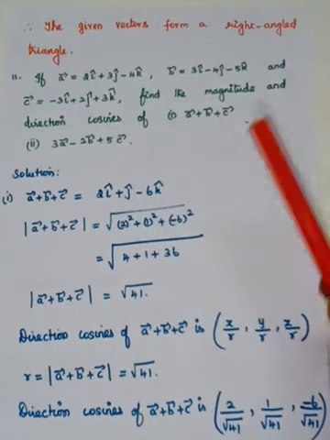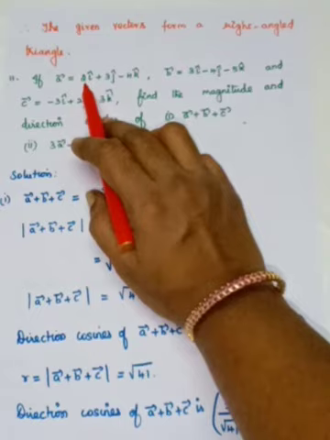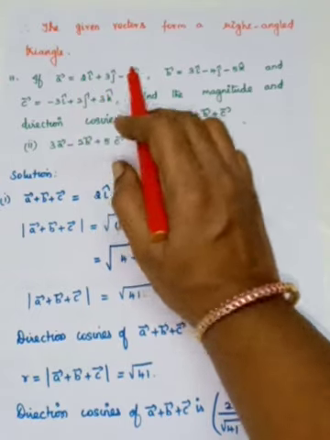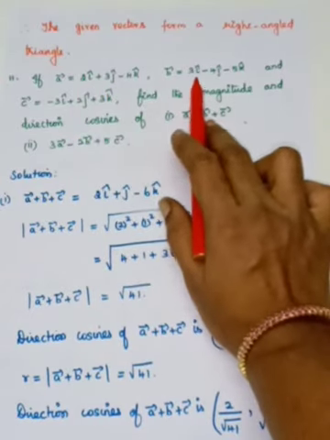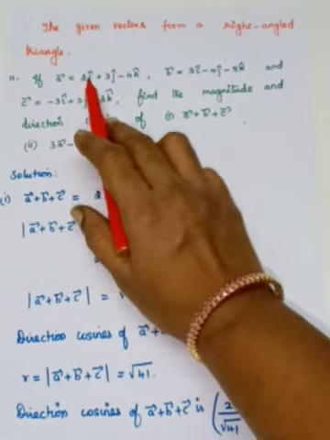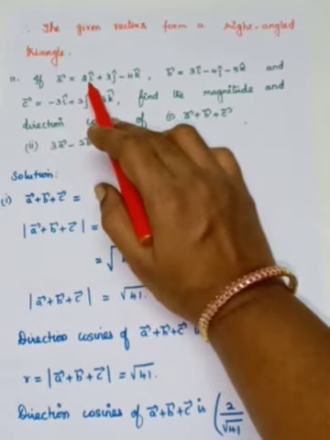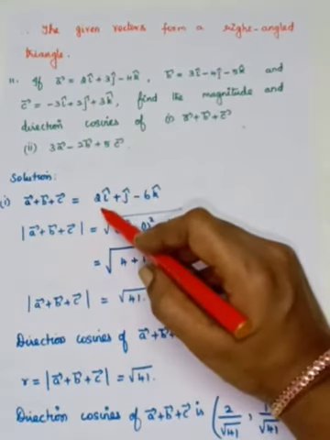Okay, you see that a vector, the x component is 2 i cap. Here the x component is 3 i cap. Here you have minus 3 i cap. So if you add plus 3 i cap and minus 3 i cap, they get cancelled, and you will have only 2 i cap.